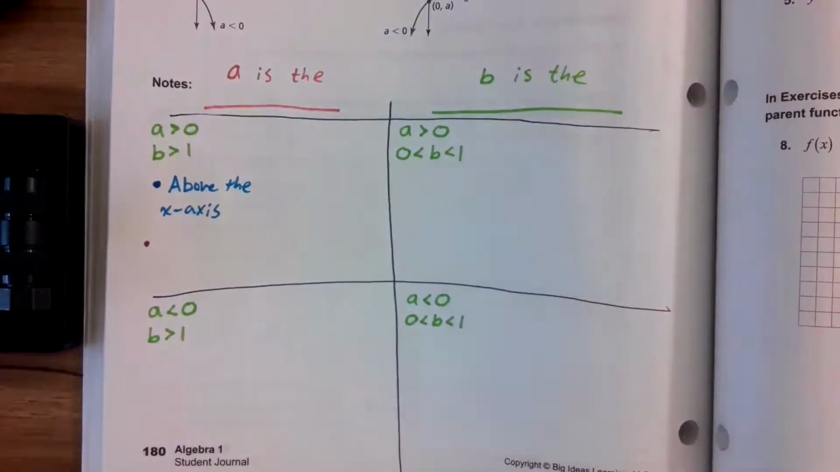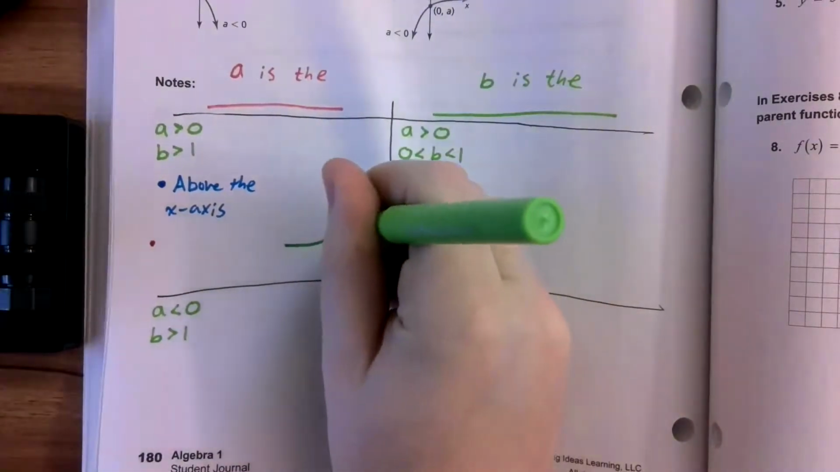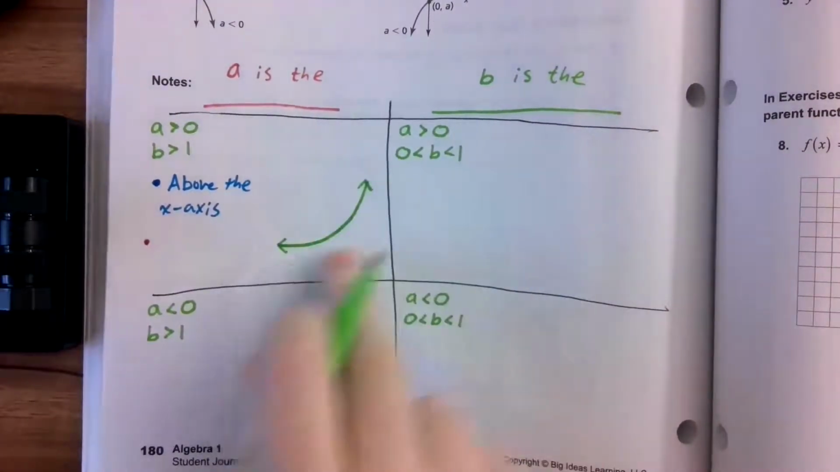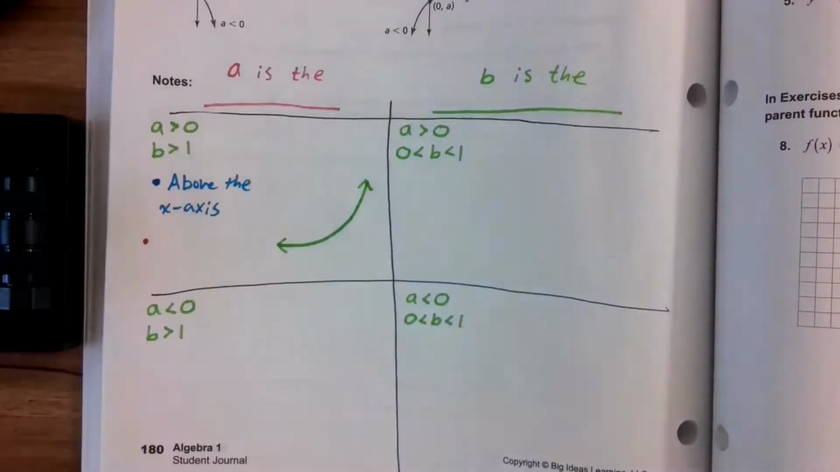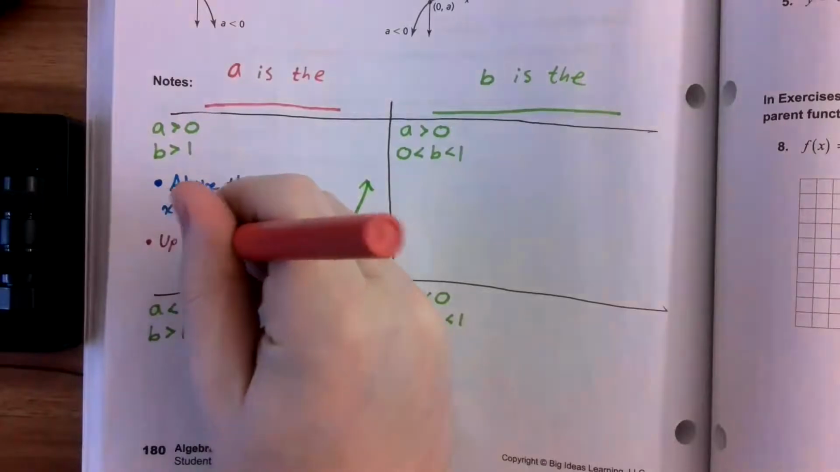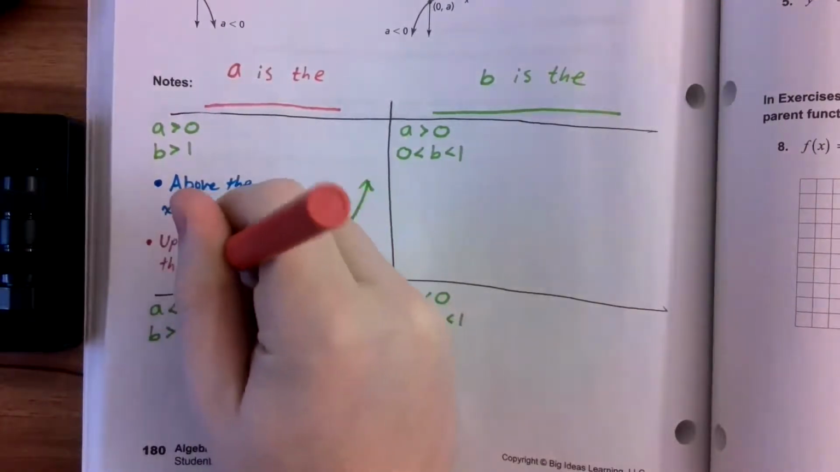We can draw a little bit of a sketch of it as well. It sort of looks like this, leveling out to the left, and going up and to the right. So that's how we can describe the direction. It goes up and to the right.